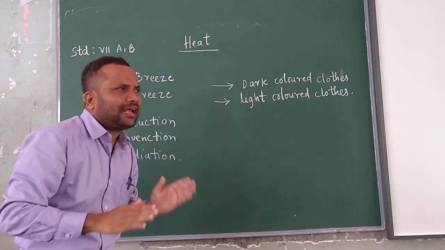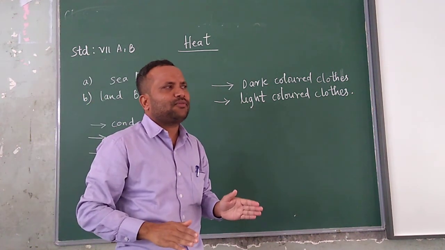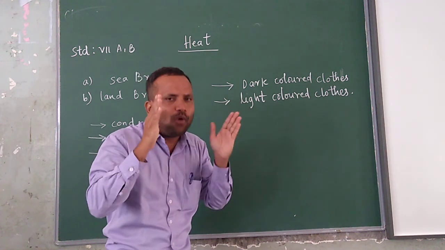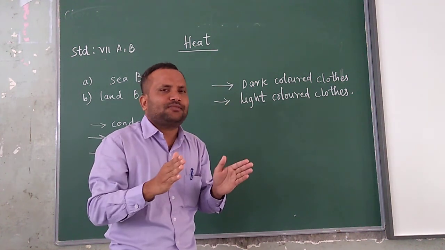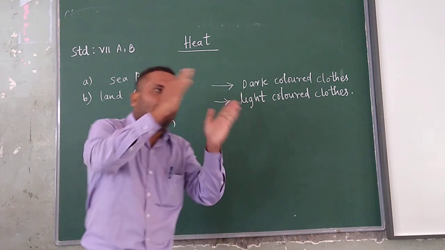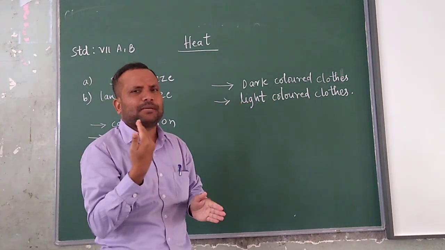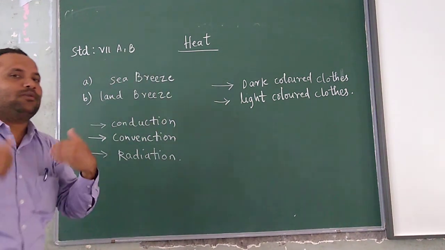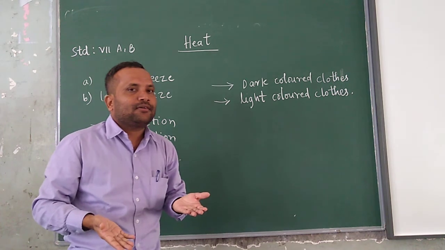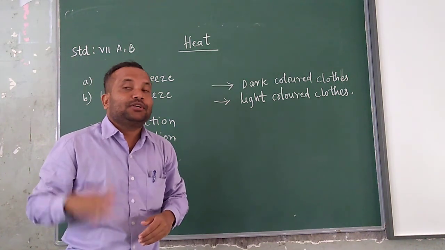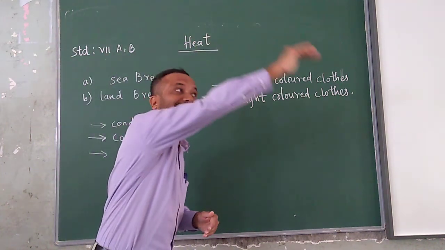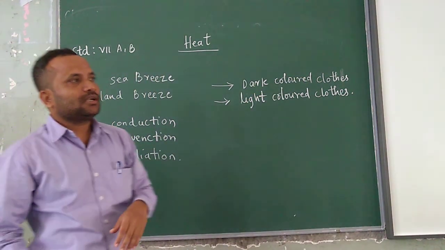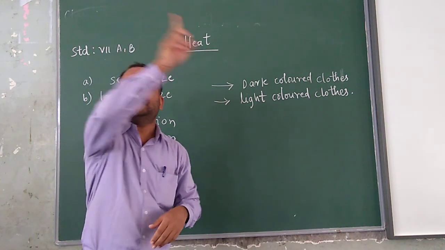So the cold air which is coming from above the sea water, that we call by the name, children, sea breeze. And the hot air from the land which is going towards the sea is called land breeze. So children, this is a cycle, it is going to continue in nature.